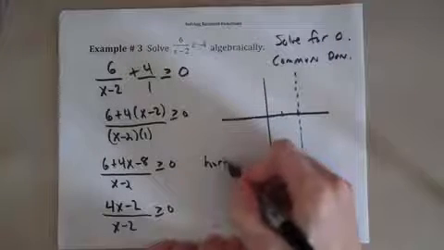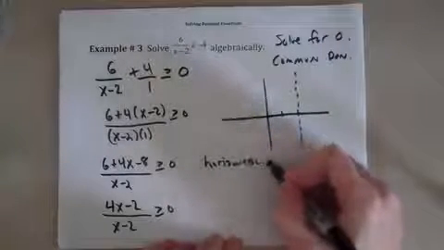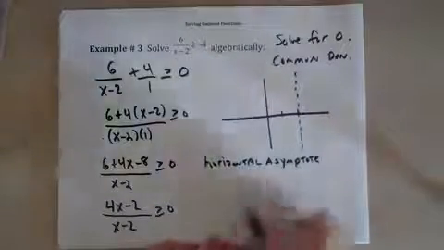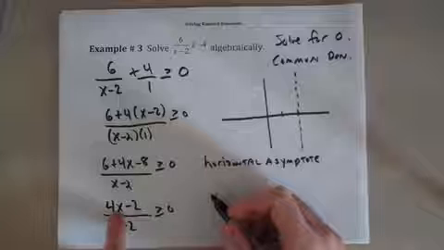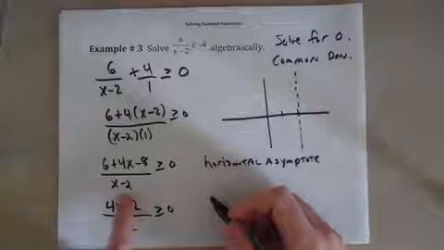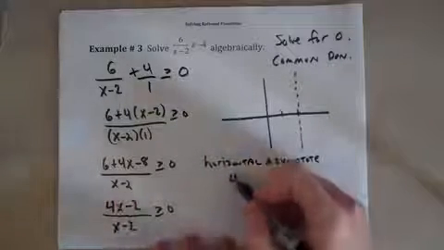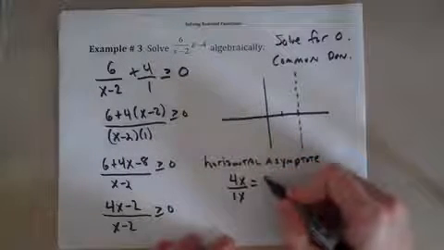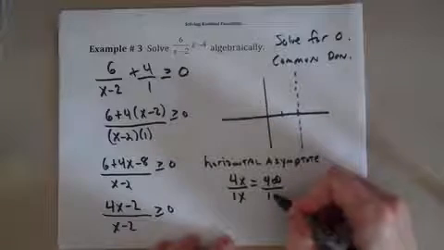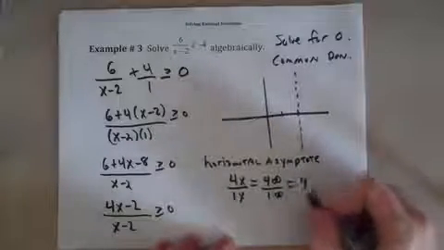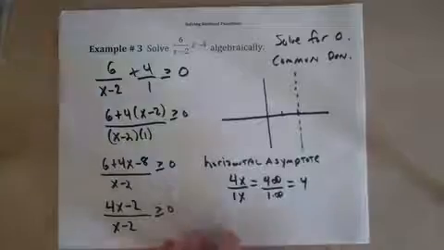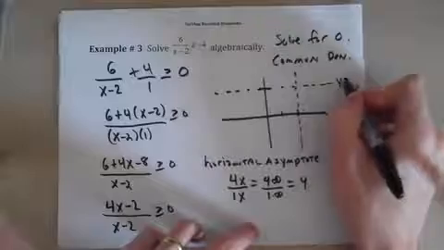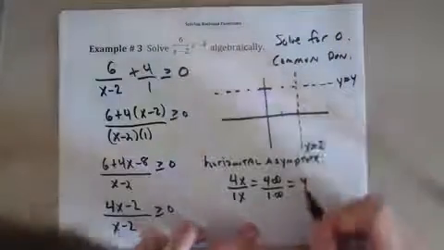For the horizontal asymptote, you take this, x to the first divided by x to the first. So those would cancel. Like if you have 4x over 1x, if you were to plug in infinity, that's going to be 4. So there's going to be a horizontal asymptote at y equals 4. This was x equals 2.